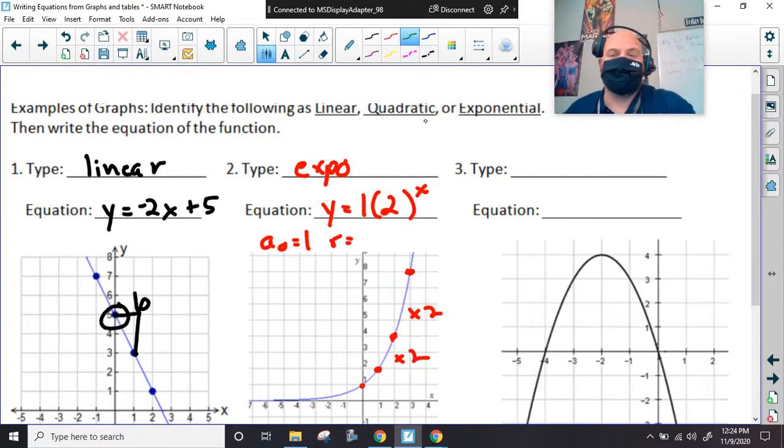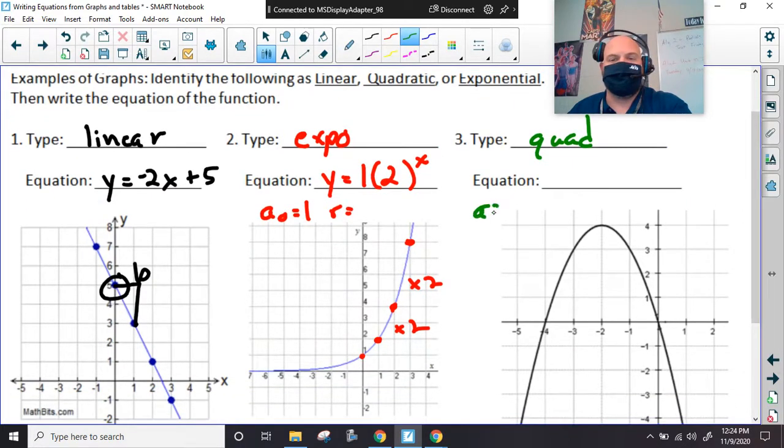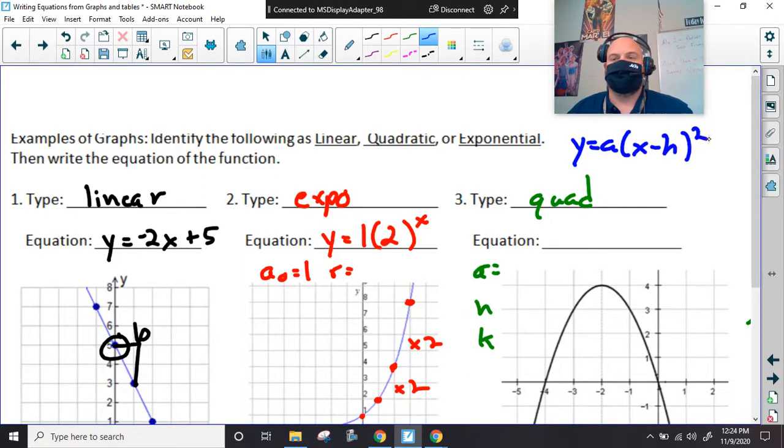Okay. So this would be a quadratic. And the things we need to know are our A, our H, and our K. Now, here's the big issue with the quadratic. The original equation for a quadratic looks like this. It says x minus H. I don't know why it does that.